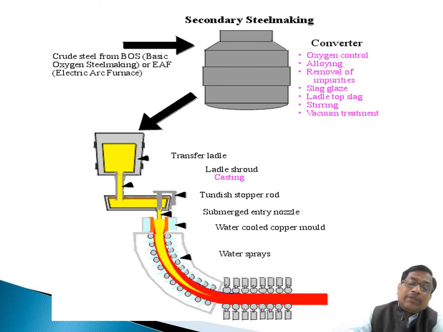And once it is coming down, it is bent by the different rolls. These rolls are helping to bend the bar, and as the bar is coming down, we are also cooling the material through secondary cooling. This is the secondary cooling system. Here water sprays are there, directly we are spraying water over the bar, so that the cooling rate will be faster.